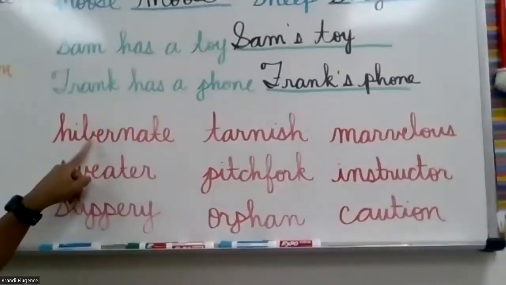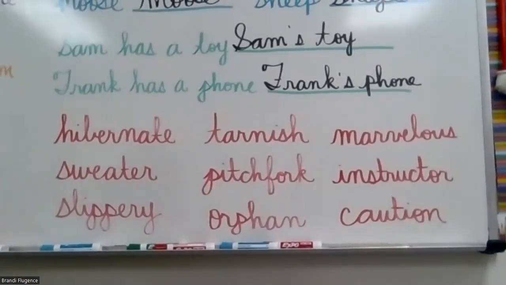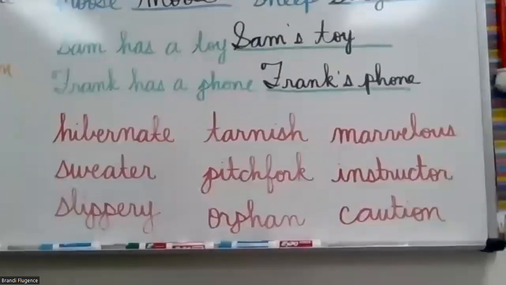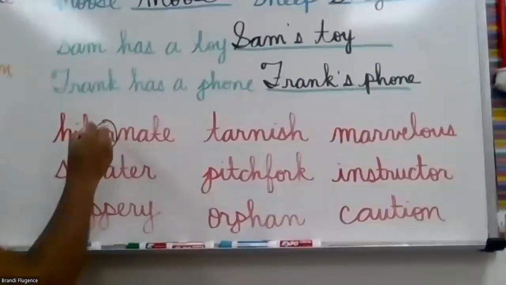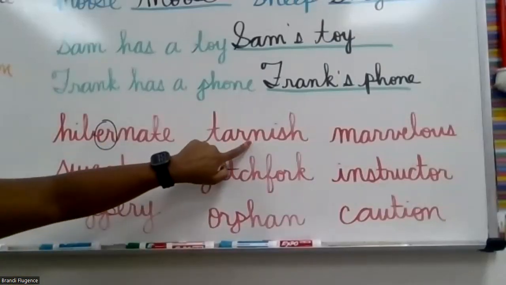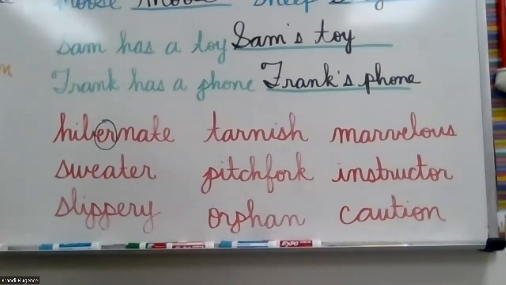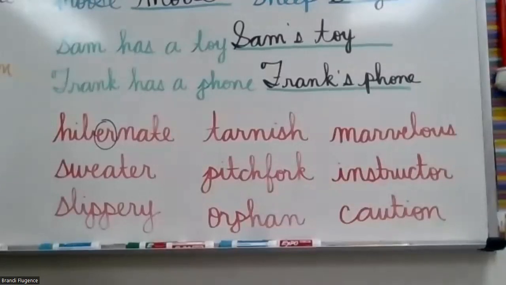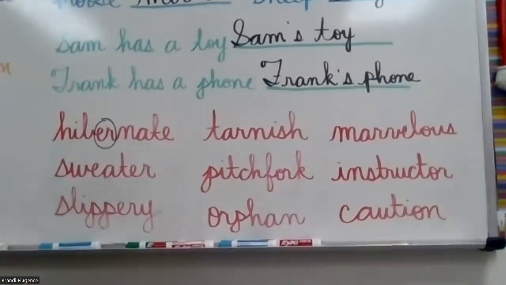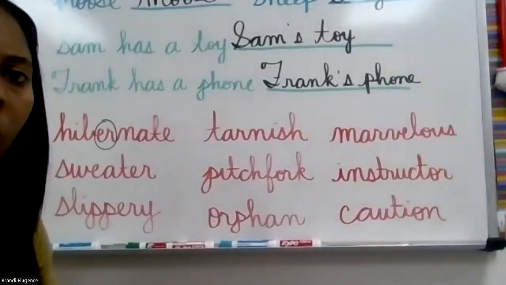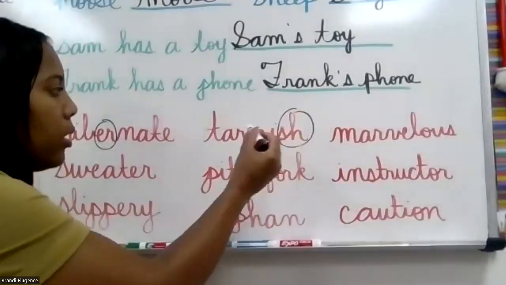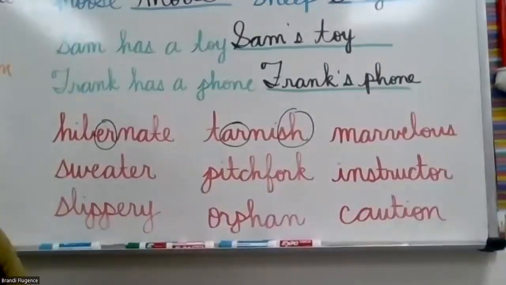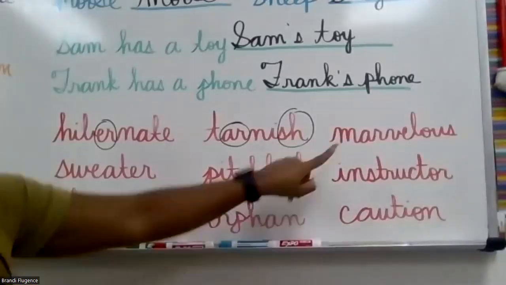All right, let's read a couple of words, practice some sounds. Dennis, first word, can you tell me my sounds and then read the word for me? Hibernate. Okay, what are my sounds? E-R. E-R, good. And the word is hibernate. Good. Next one, Faith. What are the sounds in this one? S-H. S-H and A-R. Good. And the word is? Tarnish. Good.